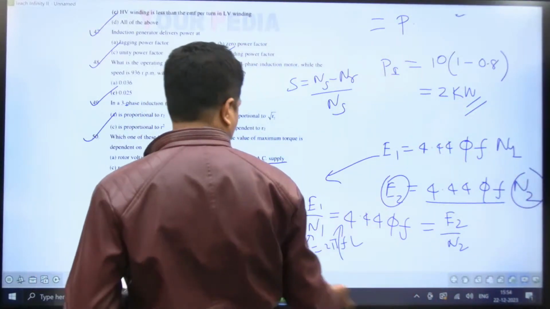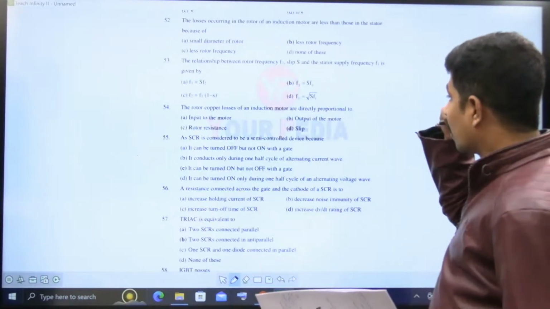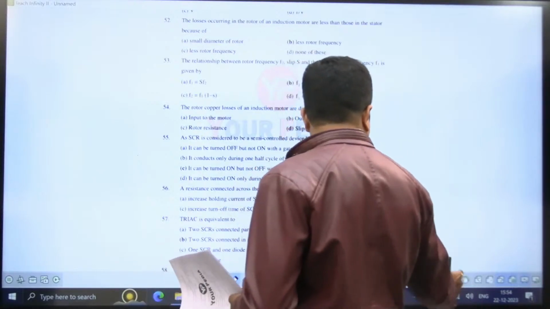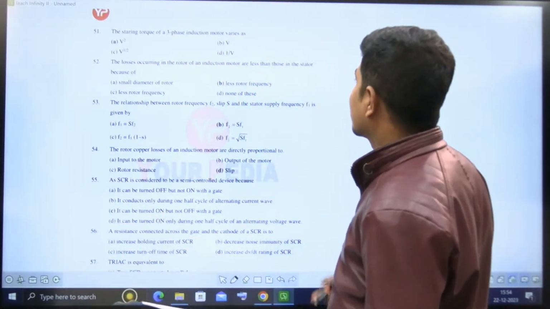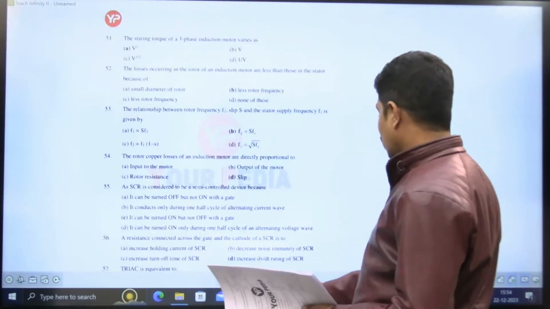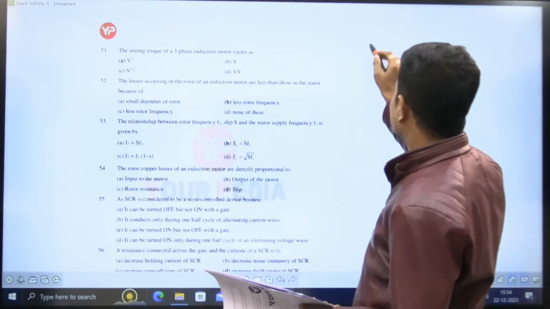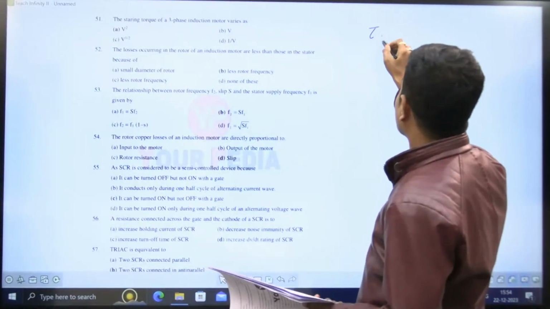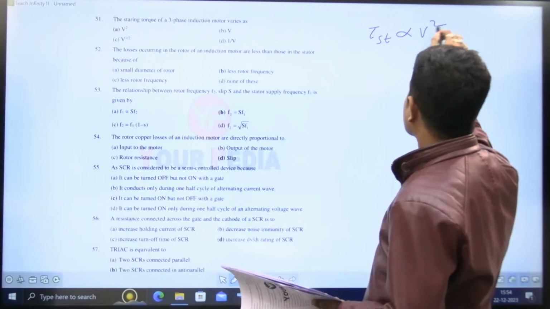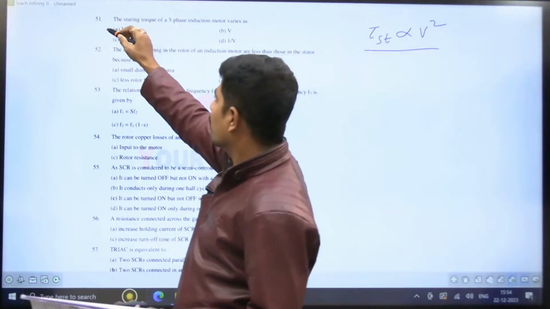Okay, about the maximum torque, right? Let's go to the next question. The starting torque of a three-phase induction motor varies. Starting torque is directly proportional to V square, applied voltage square, right?